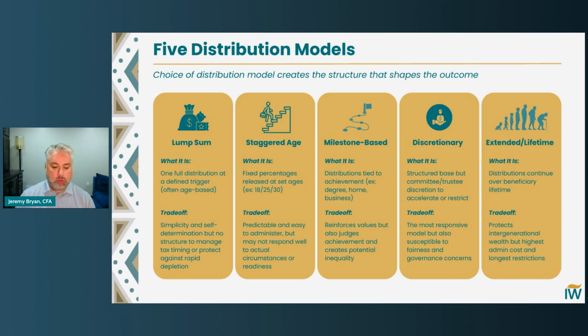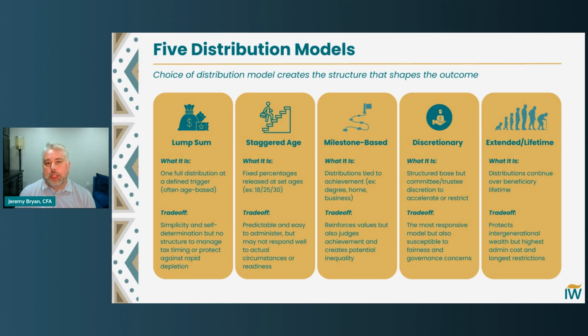Lump sum is one full distribution at a defined trigger point, and it's usually age-based. So what's the trade-off here? Again, the benefit of here it is, we're calling it a day. That's it. What's the trade-off on that? Simplicity and self-determination is absolutely probably more on this side: you're going to get this money and you do with it what you will. But very limited structure to manage tax, and rapid depletion is certainly a potential here.